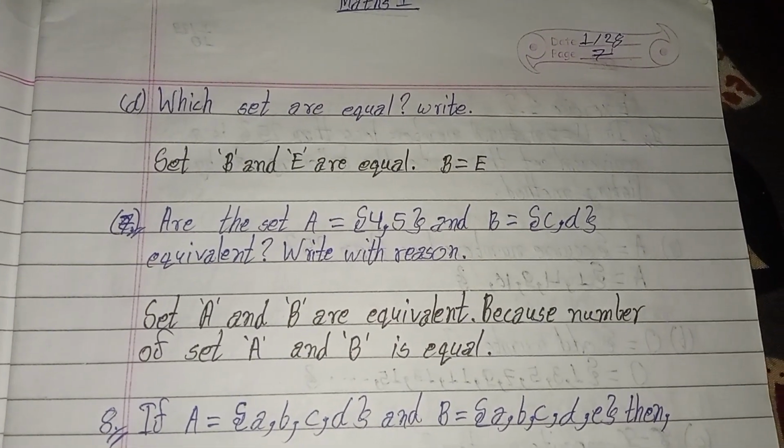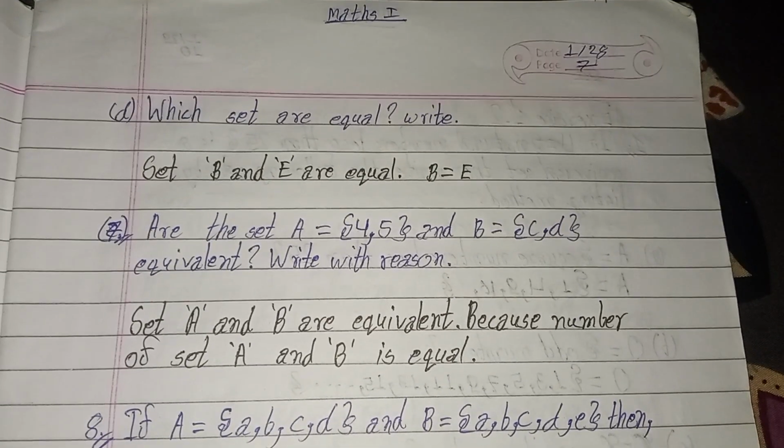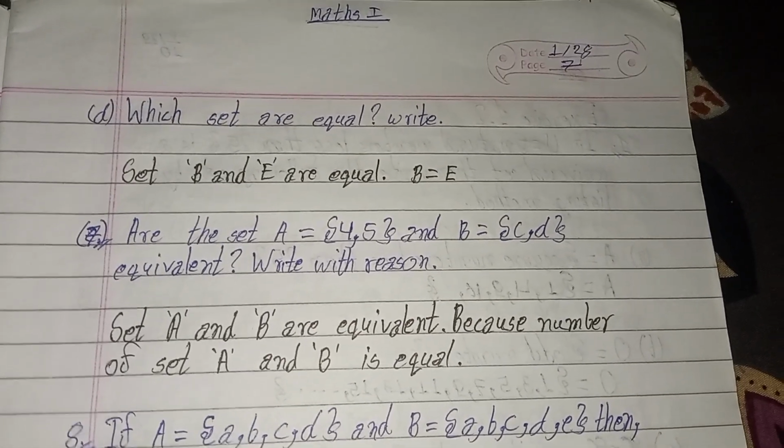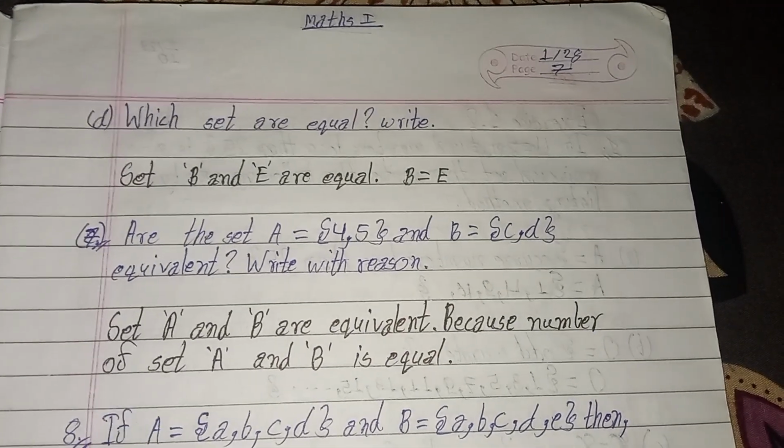Question seven. Are the sets A equals 4, 5 and B equals C, D equivalent? Write with reason. Sets A and B are equivalent because the number of elements of sets A and B is equal.